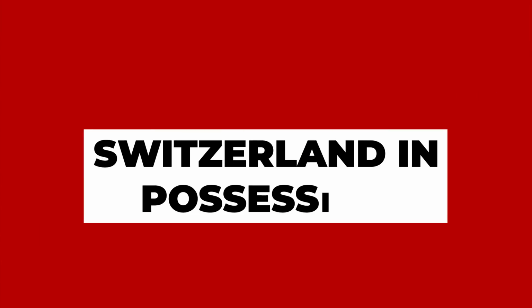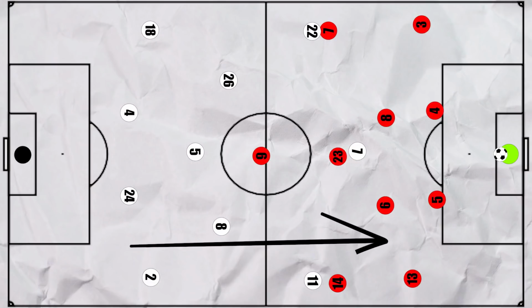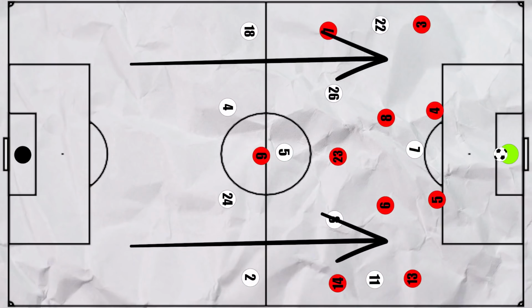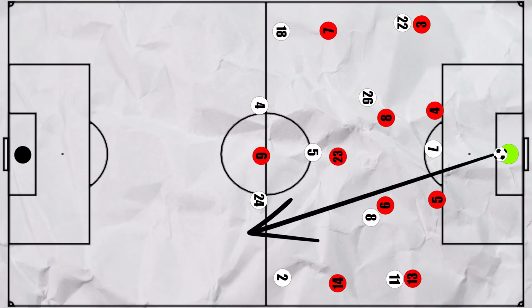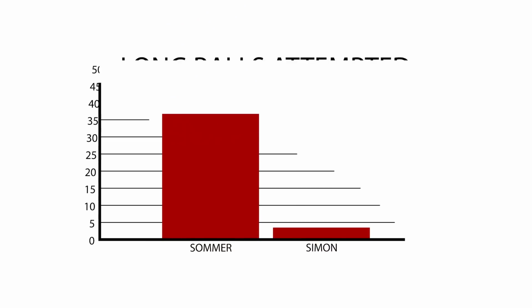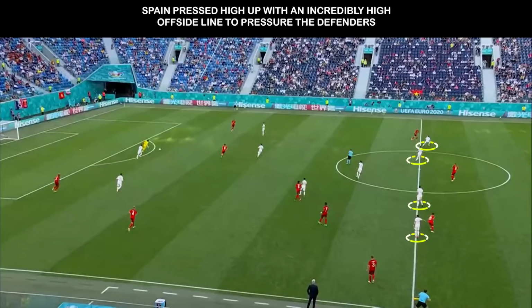But let's look at Switzerland in possession briefly. When Switzerland were on the ball, Spain looked to press extremely high up the pitch, with the back four using the halfway line as the offside line. This pressure meant that the Swiss were consistently forced long, with Sommer attempting 41 long balls compared to just 4 from Unai Simon.